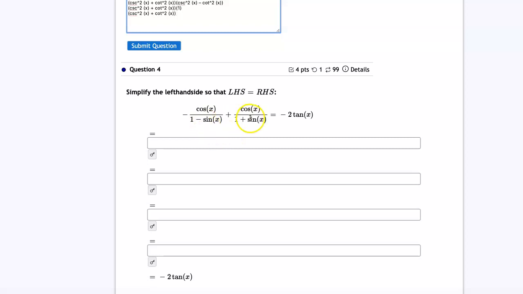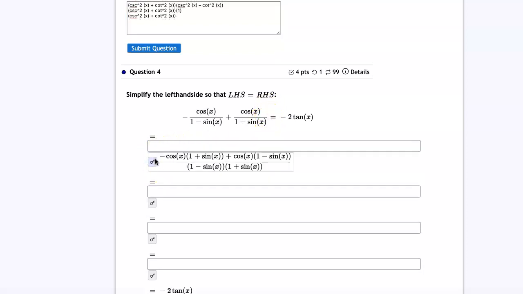But if I see that I have two fractions and they have different denominators, then the natural thing for me to do would be to multiply this left fraction by 1 plus sine over 1 plus sine, and multiply the right fraction by 1 minus sine over 1 minus sine. And by doing so, I can then combine it into one fraction. So my new denominator is going to be 1 minus sine times 1 plus sine. And then you see that the numerator here did in fact get multiplied.